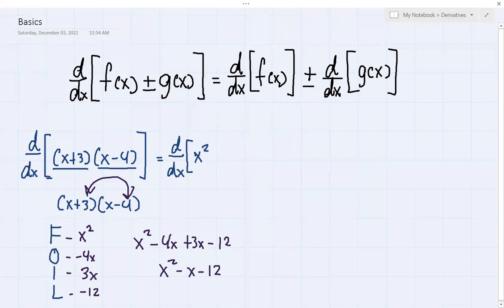Ay, bakit ganito yung parenthesis ko? Wait lang, sorry. Yan. So, magiging x squared minus x minus 12. Ayan. So, that is how you do it.